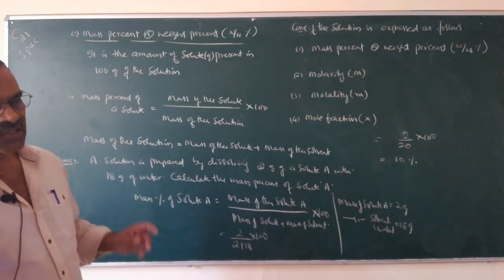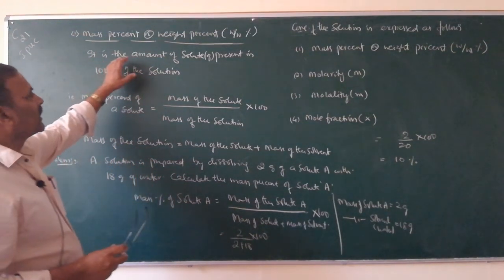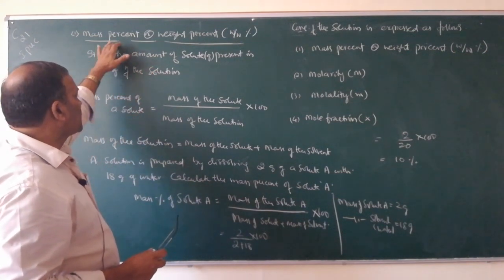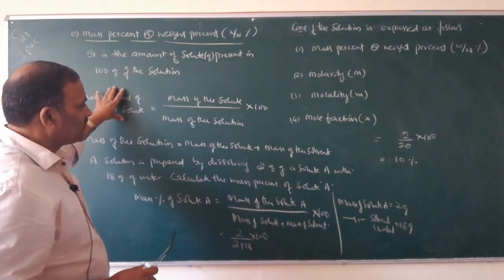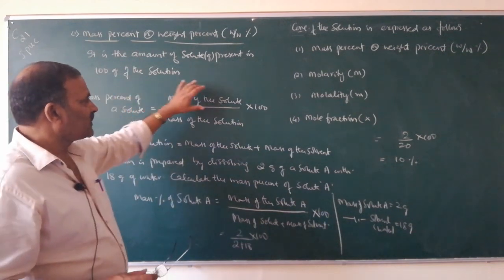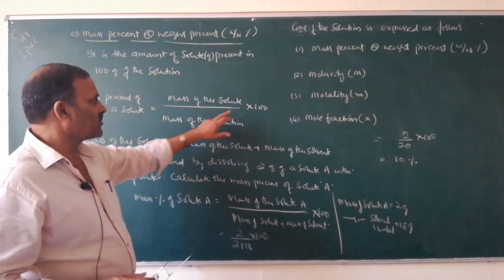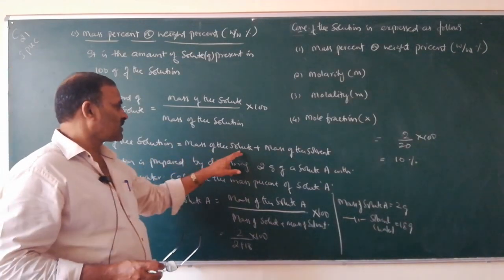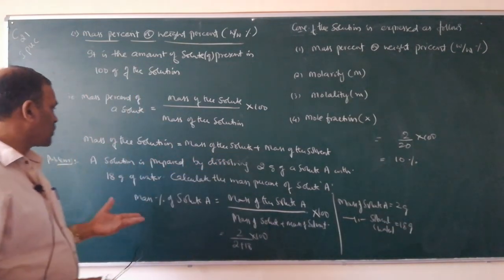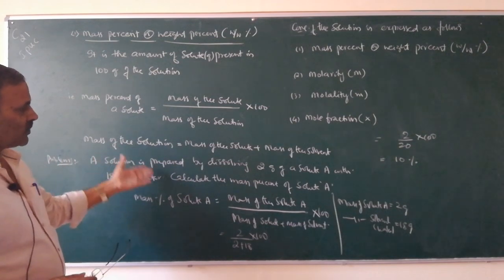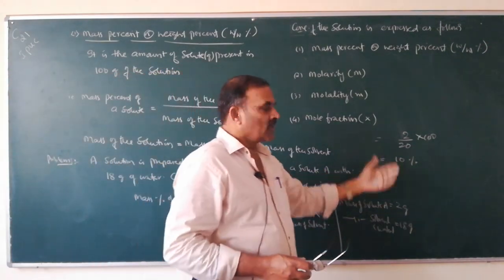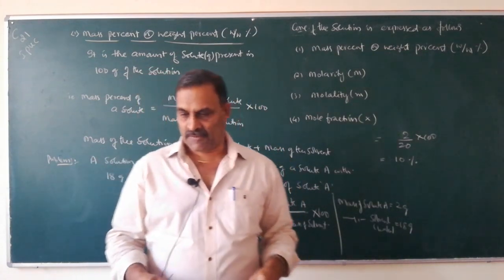The mass of the solute in grams present in 100 gram of the solution is called mass percent. Mass percent of solute equals mass of the solute divided by mass of the solution, into 100. The mass of the solution equals mass of the solute plus mass of the solvent. If you work out this problem, you will get 10%.